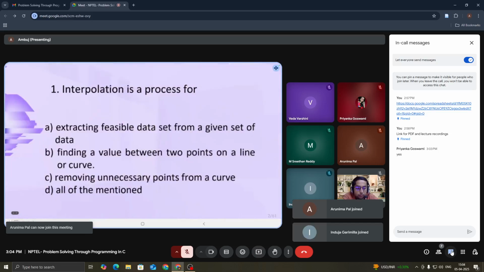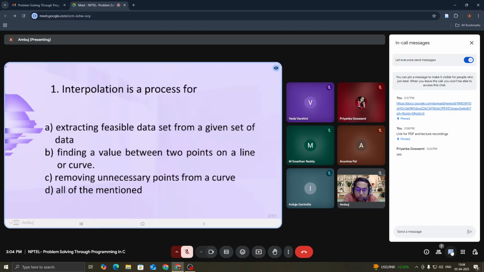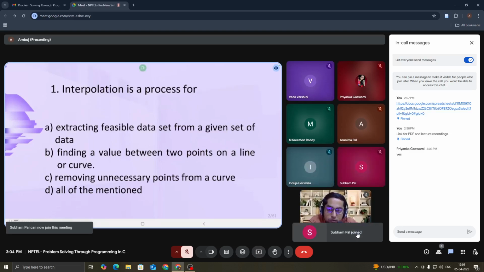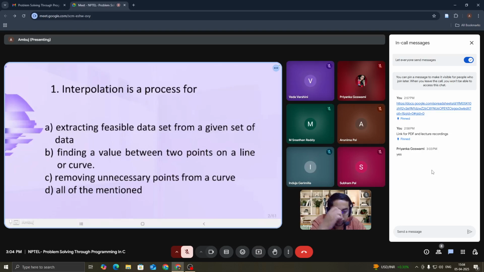The very first question for the present session is this one. Interpolation is a process for extracting feasible data from the given set of data, or finding a value between 2 points on a line or a curve, or removing unnecessary points from a curve, or all of the above? Do try to answer this particular question. What is the meaning of interpolation? That is what the question wants to know from you.